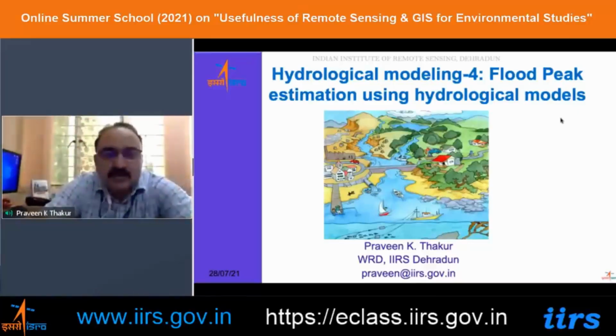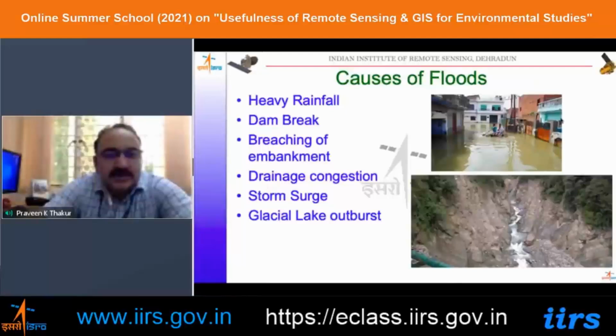We have the presentation on the fourth part of hydrological modeling, that is flood peak estimation using hydrological models. You must have heard in the news and also seen in the news these days, especially in the last 2-3 years, and including the last 20 years, that excessive rainfall events have happened, which have caused heavy flooding in the downstream areas. So if we include a broader category of floods, these are the main reasons which I have listed here.